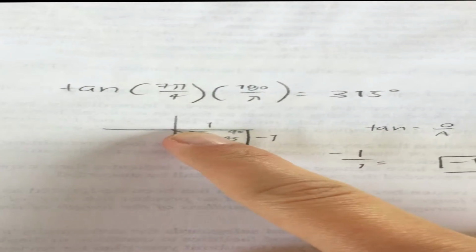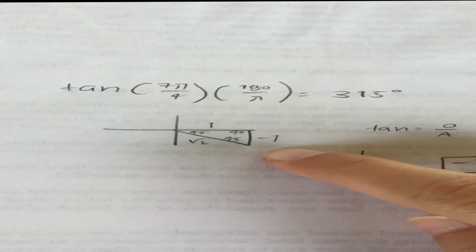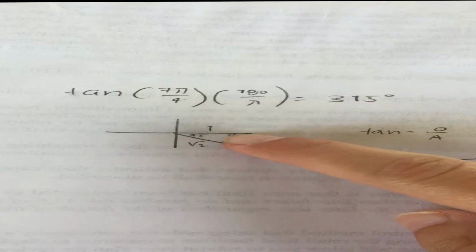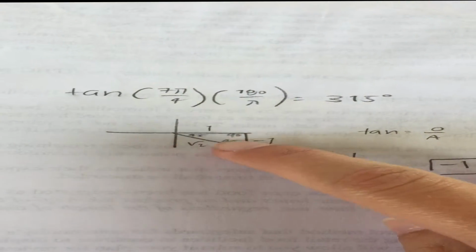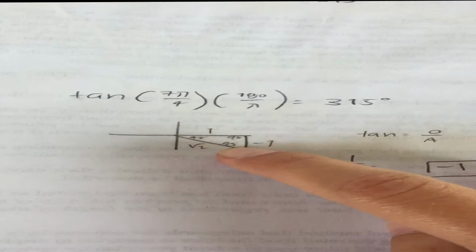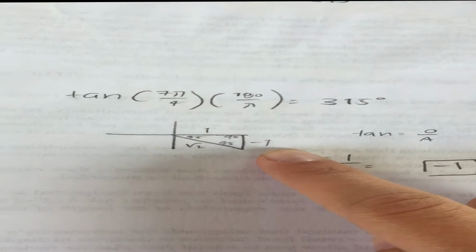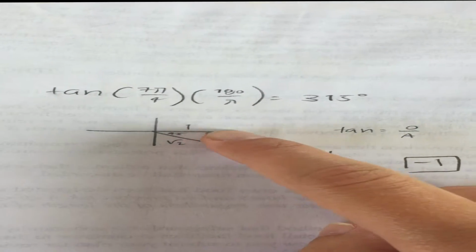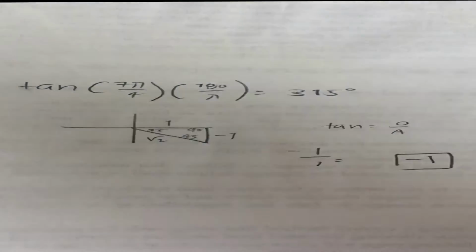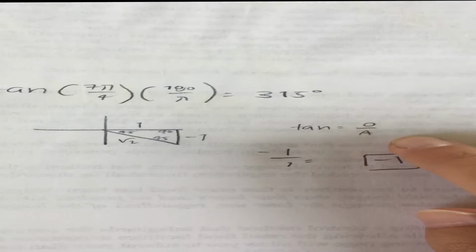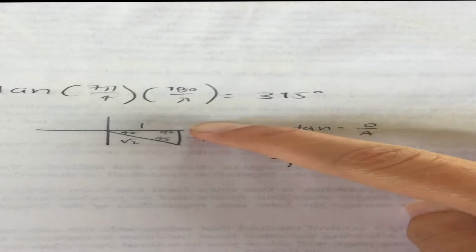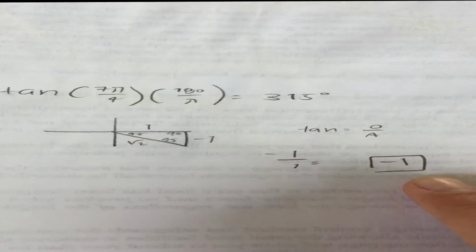So then after that you have to find theta. So what is the difference between 315 and 360? That's 45. So then you know that it's a 45, 45, 90 triangle. With the 45, 45, 90 triangle, you know the hypotenuse is rad 2 and then the sides are 1 and 1. So then it's negative 1 because it's going down to the negative side, and you already know that tangent is opposite over adjacent, so opposite is negative 1 and adjacent is 1, so then the answer is negative 1.